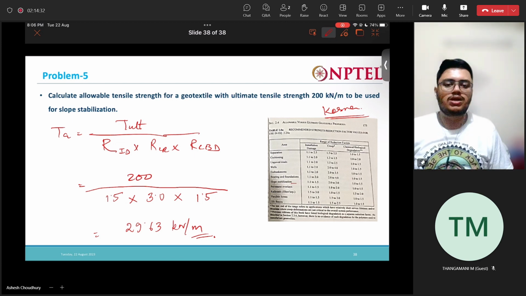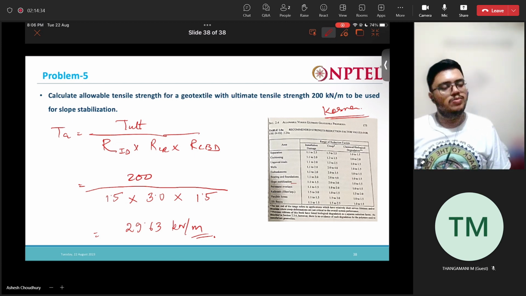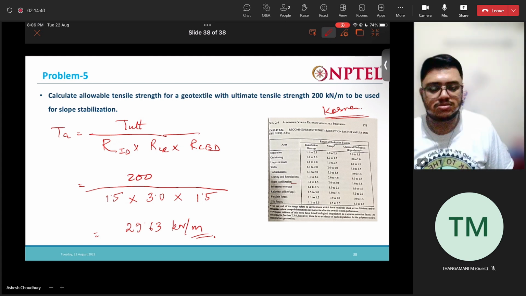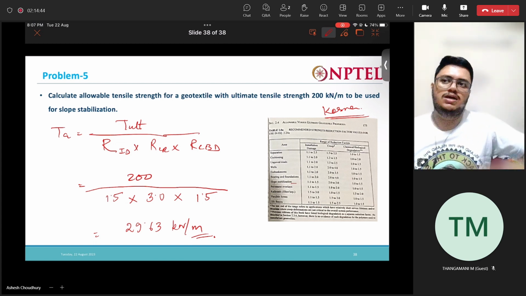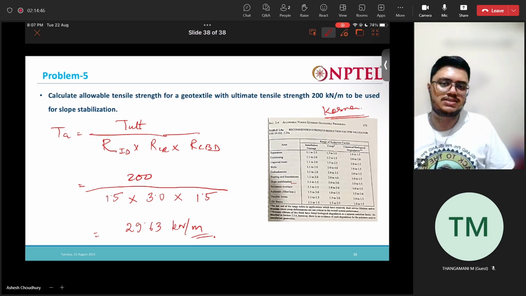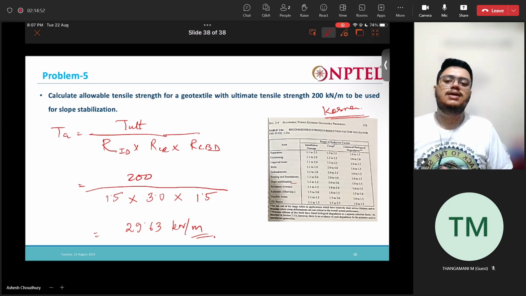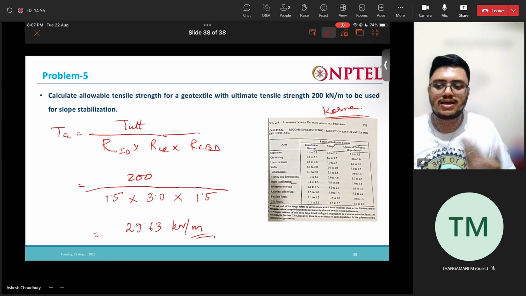The most important part is the designing part. That will come in the upcoming weeks, and we will solve detailed problems regarding the designing part, which will also take some time. The reinforced soil wall design takes some time to solve. So we will do that, and what I suggest is that we solve it together, which will be helpful to you.